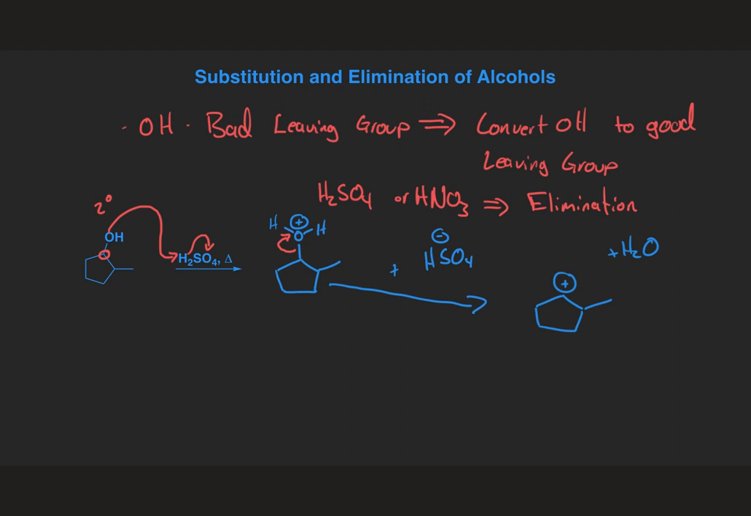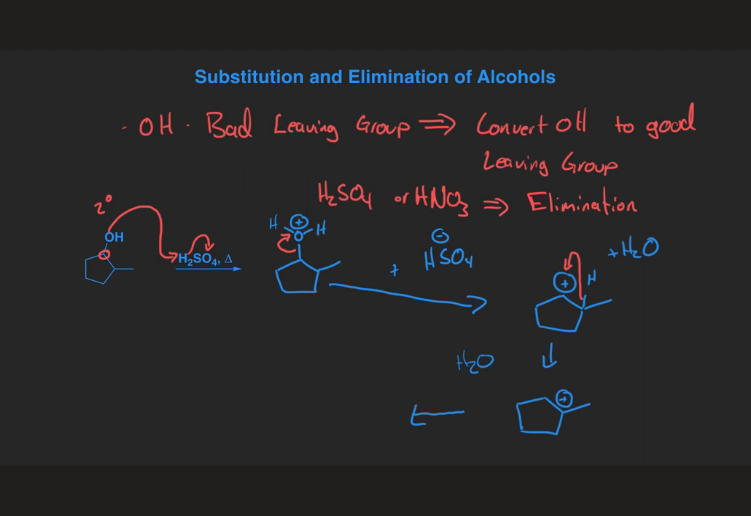Remember that carbocations are prone to rearrangement, and so you've got to be on the lookout for that. This carbocation has a hydrogen on a tertiary carbon right next to it, and so it can very easily rearrange and do a hydride shift to form a tertiary carbocation. That tertiary carbocation can then do elimination.